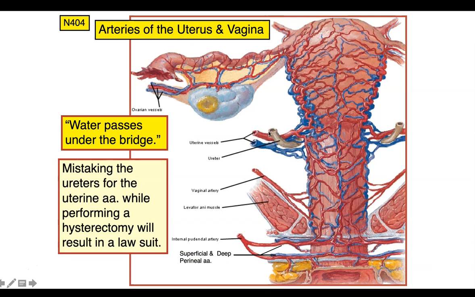And the uterine artery crosses over the ureter. You can remember that the ureter carries urine, so water passes under the bridge. The bridge is the uterine artery. This relation of the uterine artery and ureter is important because during hysterectomy, when the surgeons ligate the uterine artery, they have to be careful about the ureter. If there is a mistake, then a great complication arises.